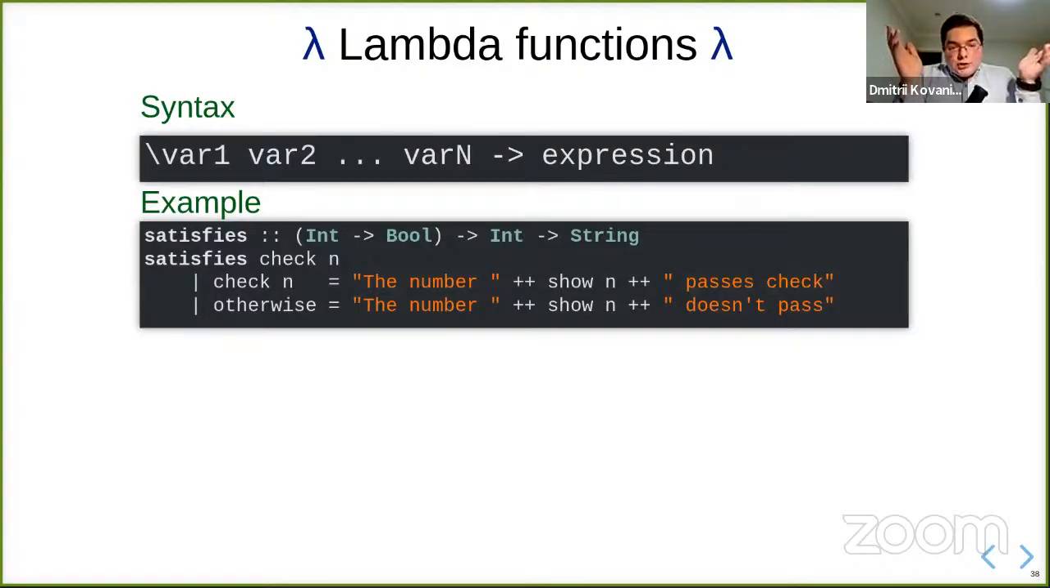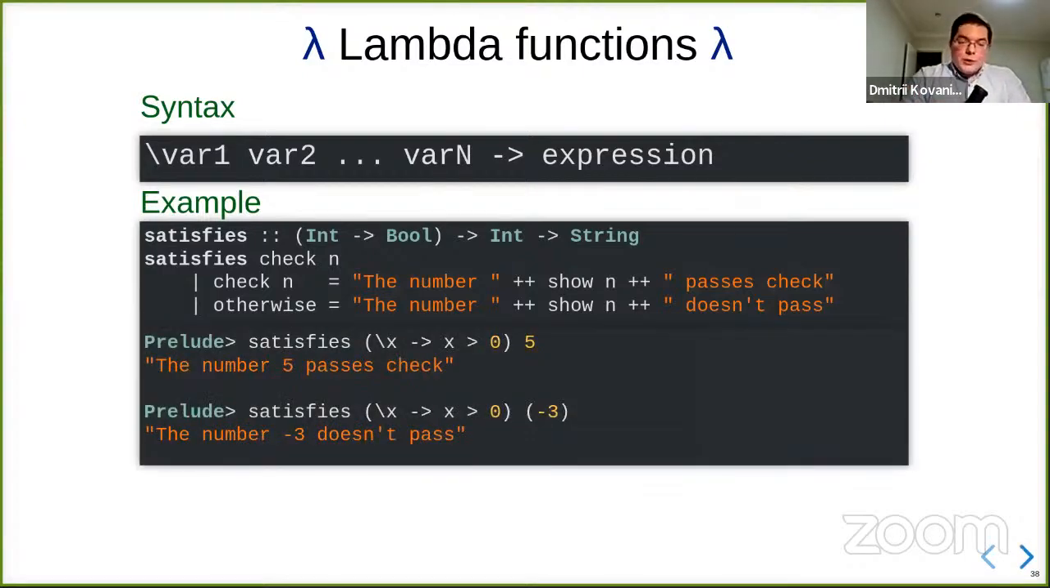What it does is check if the given number satisfies the given predicate and returns one string. Otherwise, it returns another string. So again, check is just a function, and we can use it in guards. We just call it and it returns bool. If it's true, we will get that the number passes the check, otherwise it doesn't pass. And we can pass a lambda function to satisfies.